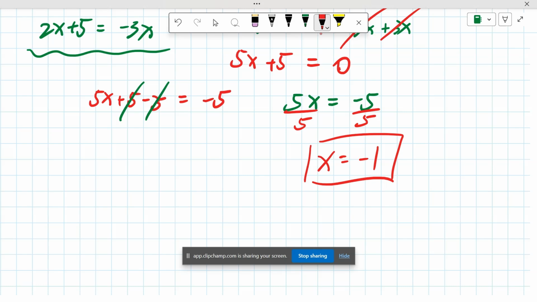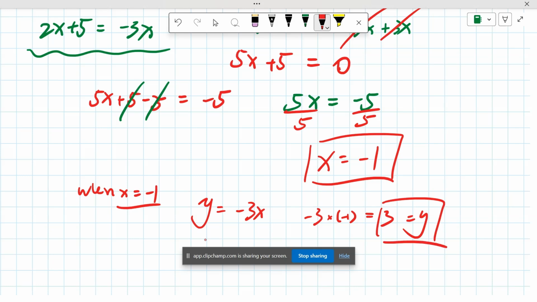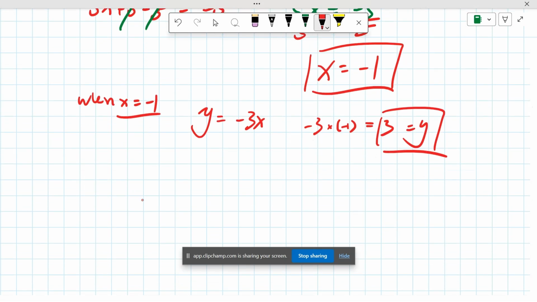Perfect. When x equal to negative 1, we substitute into the other one, y equal to minus 3x. We can substitute into either y because at this point the y's are equal. So minus 3 multiplied by minus 1 equal to 3. That's y equal to 3. So the point of intersection is minus 1, 3.